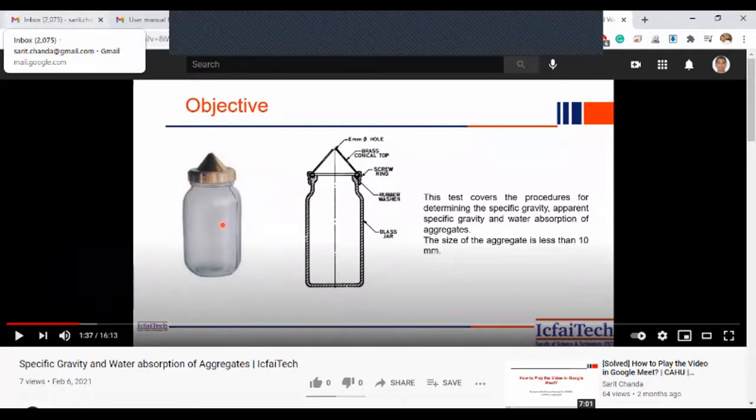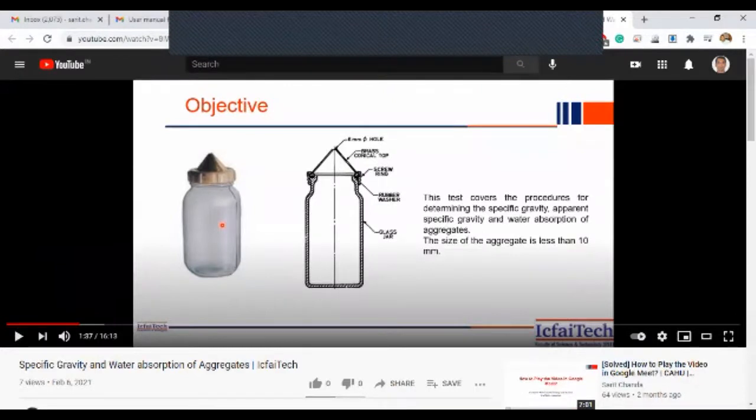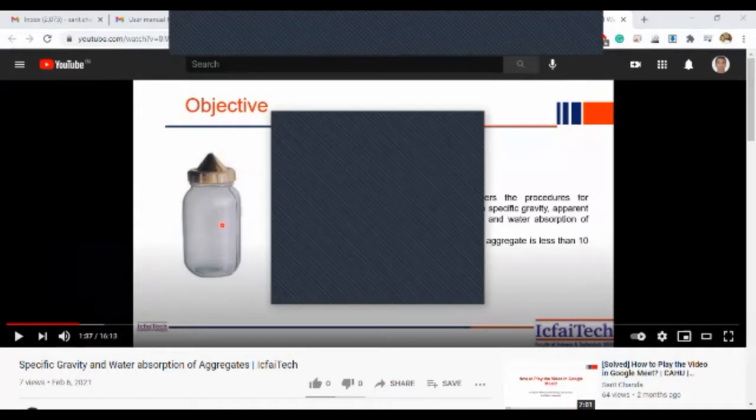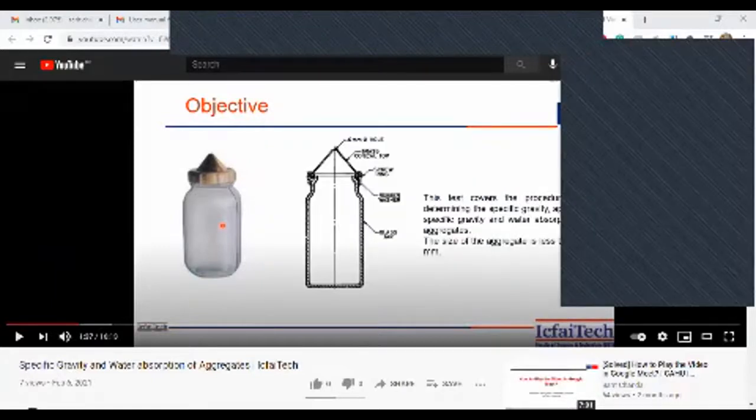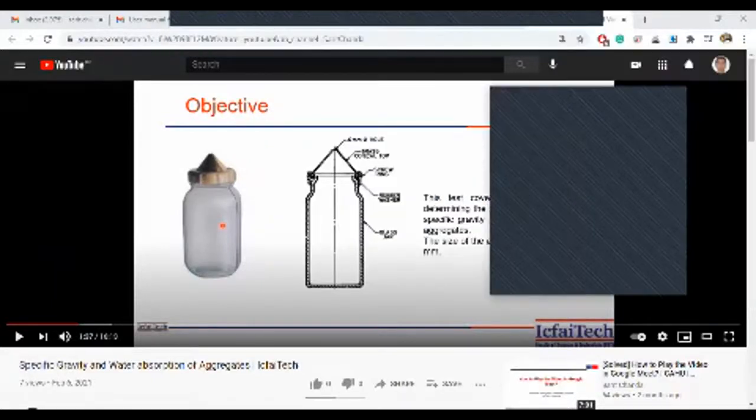For example, if you take rock, specific gravity will start from 2.7, 2.8 to 2.9. Whereas if you take soil, it will be between 2.4 and 2.6 or 2.7. So likewise, your specific gravity ranges will be different for different materials.